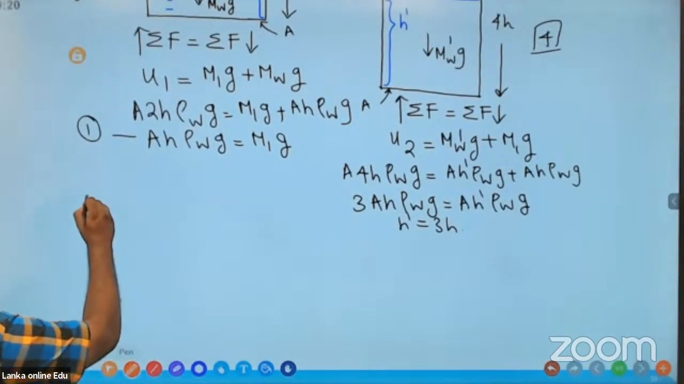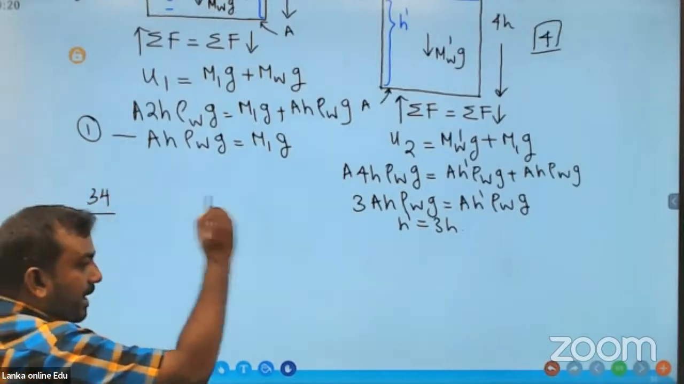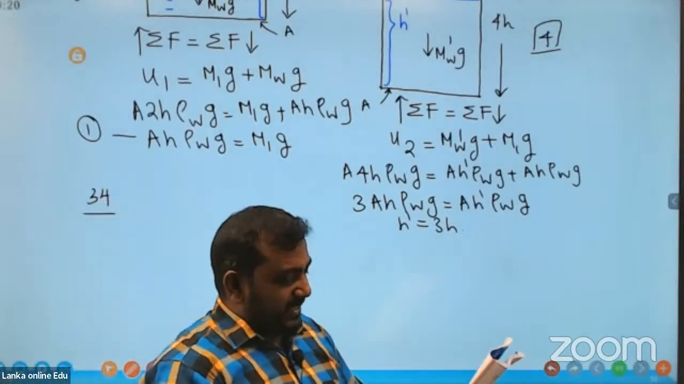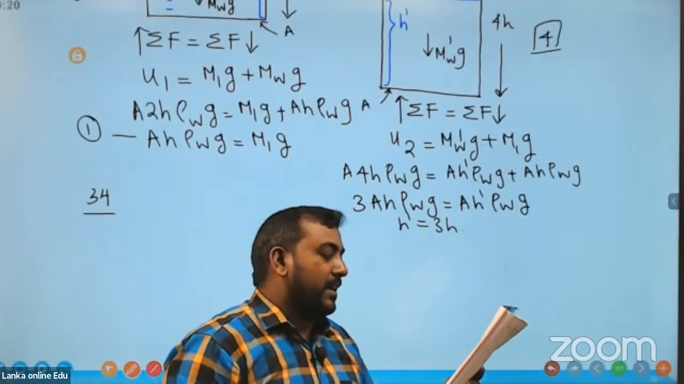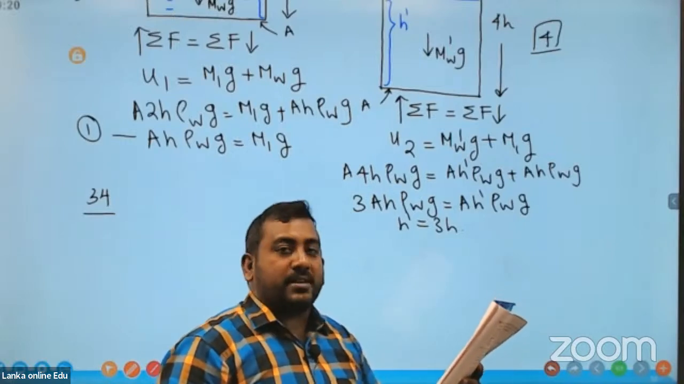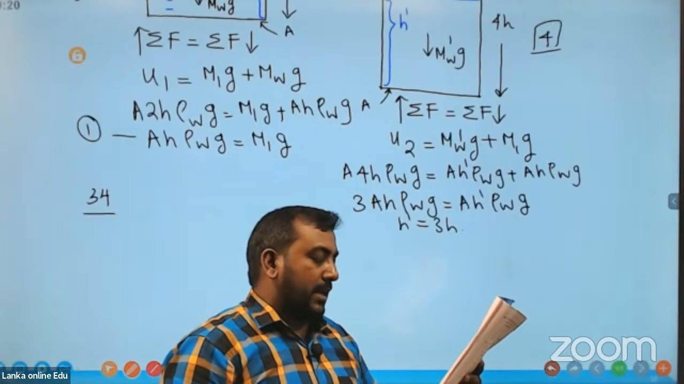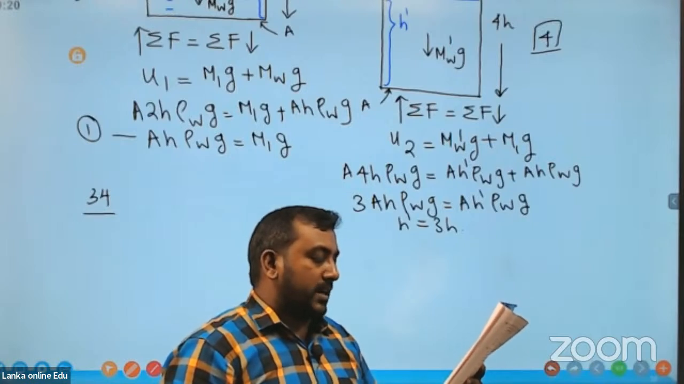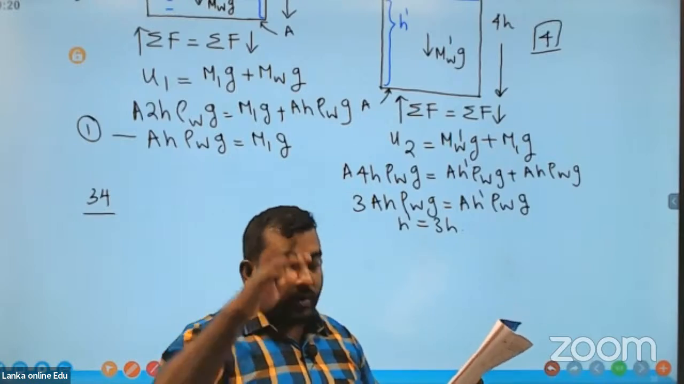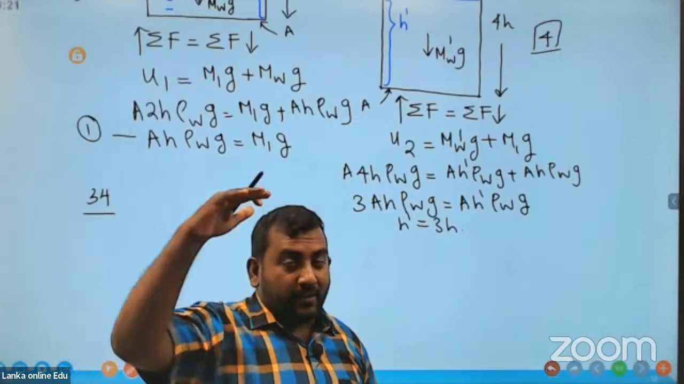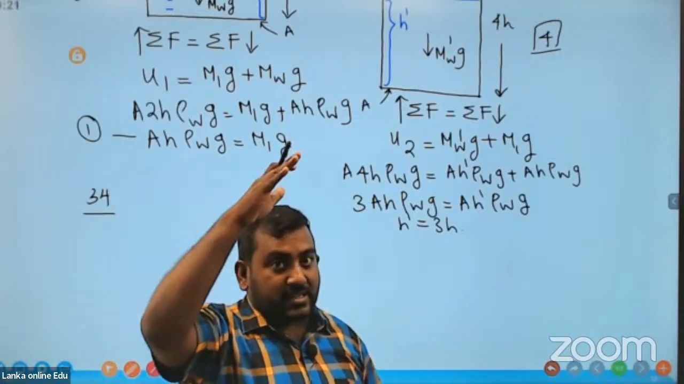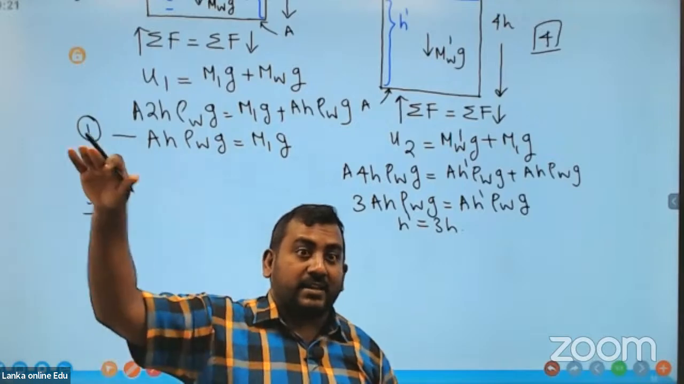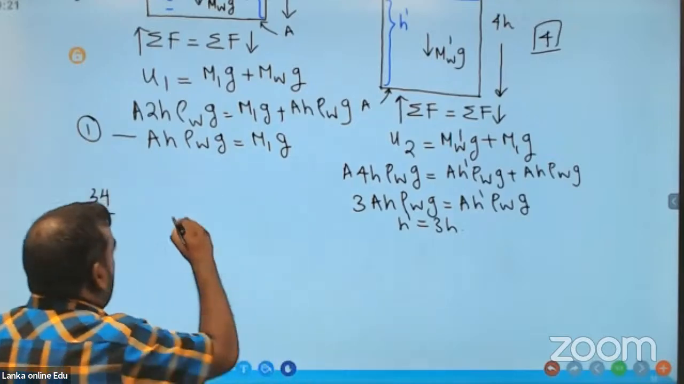MCQ 34. Now we have done this. Directly when you see, you know what's happening. A beaker of water is kept on a compression balance. At the time t equal to naught, a solid hanged object immersed just beneath the water surface is lowered slowly down. So we know when you lower slowly down, what happens to tension? Tension will reduce, reaction will increase. Quickly you should remember.